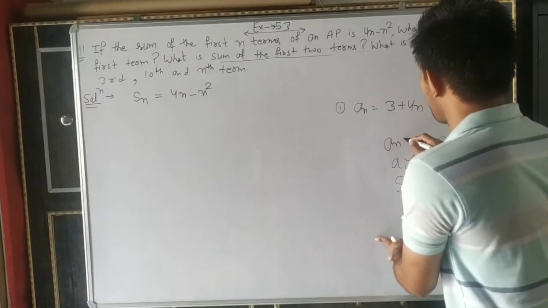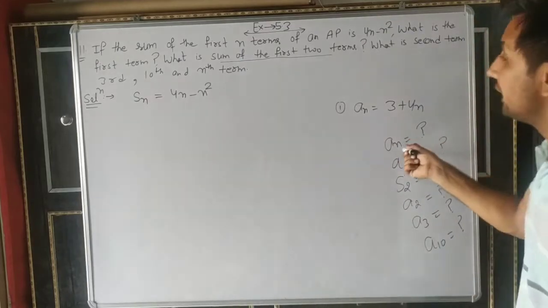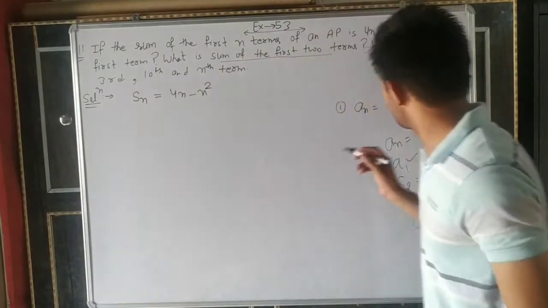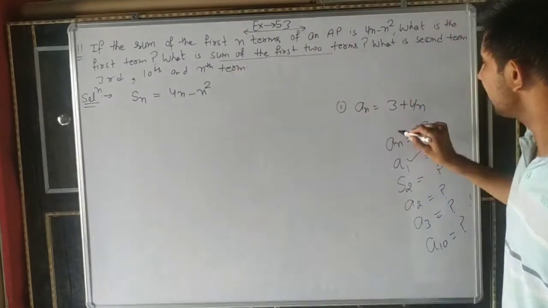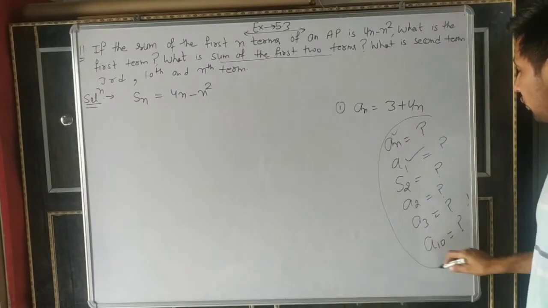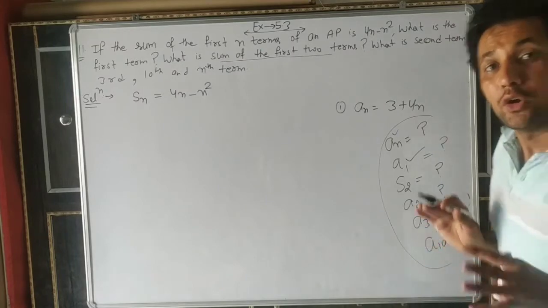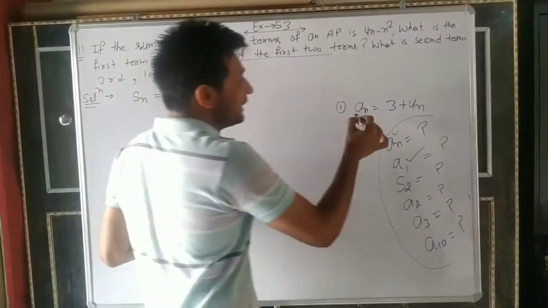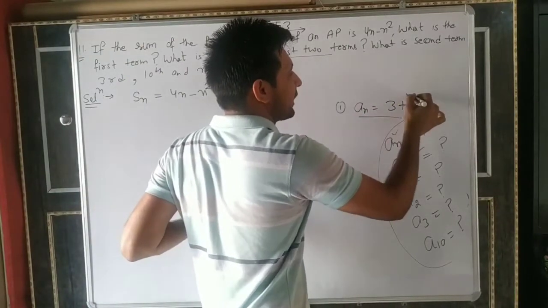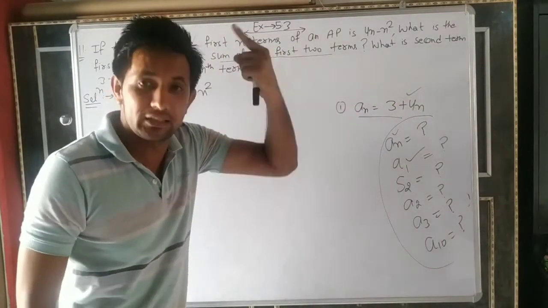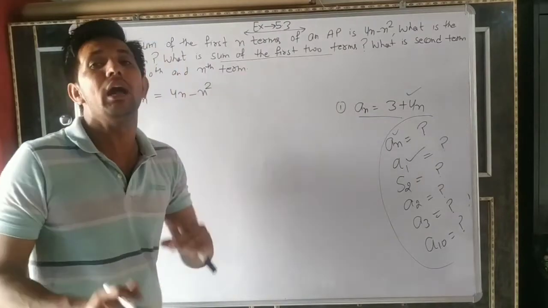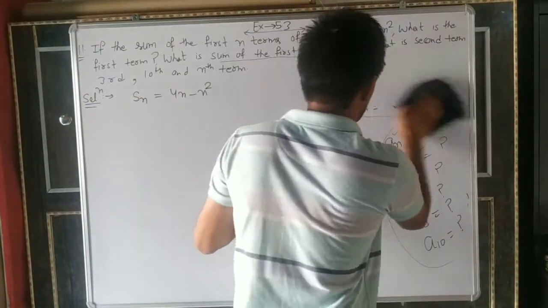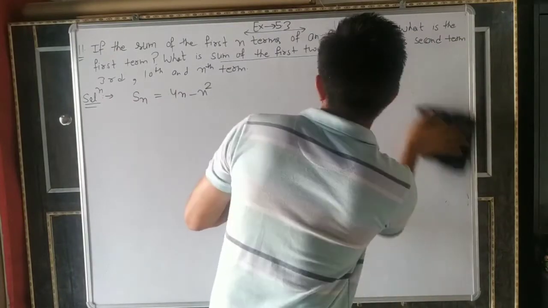Nth term means An. Don't say it is the nth term; it is the sum of n terms. But we want to find the nth term in An. All these we want to find. Understand, dear? In the 10th question, An equals 3 plus 4n. An means the nth term is given. But here, the sum of the n terms is given. So all these we want to find. So look, we start our question now.